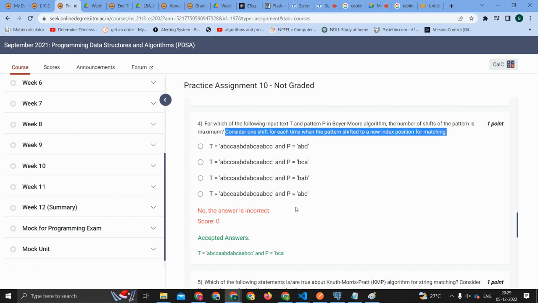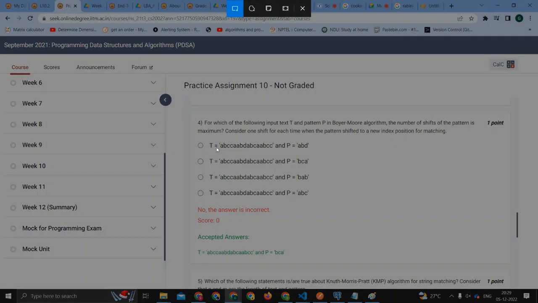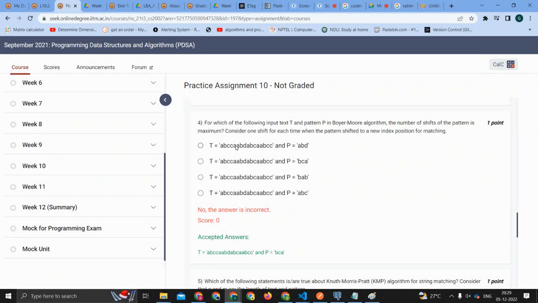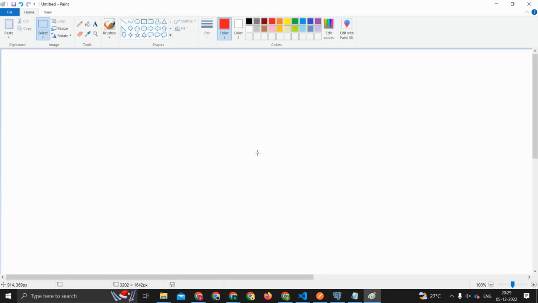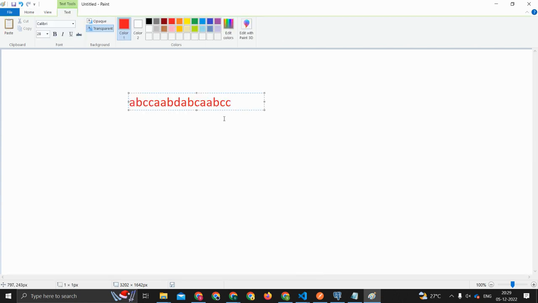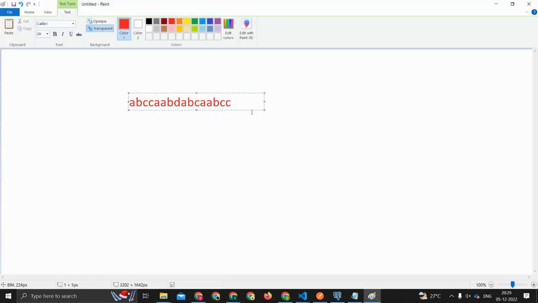Okay, so how do we answer this question? I think we have to check the last occurrence, right? So are all the texts the same? All the texts are the same, only the pattern is different. So I have the text, and we have the pattern. So I'm pasting it.